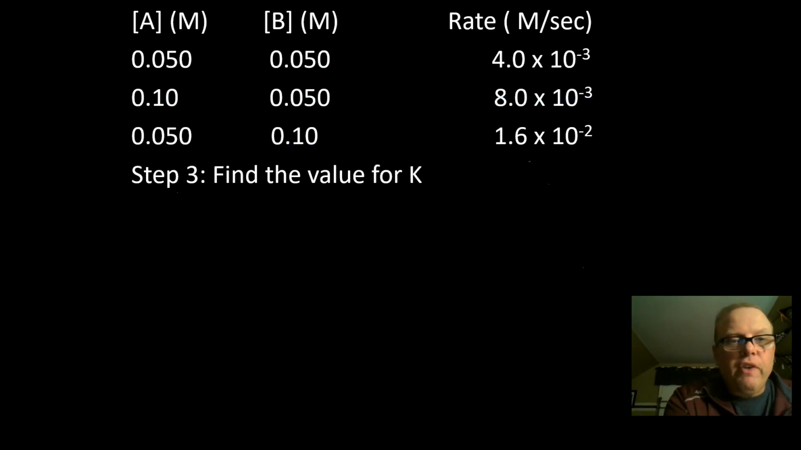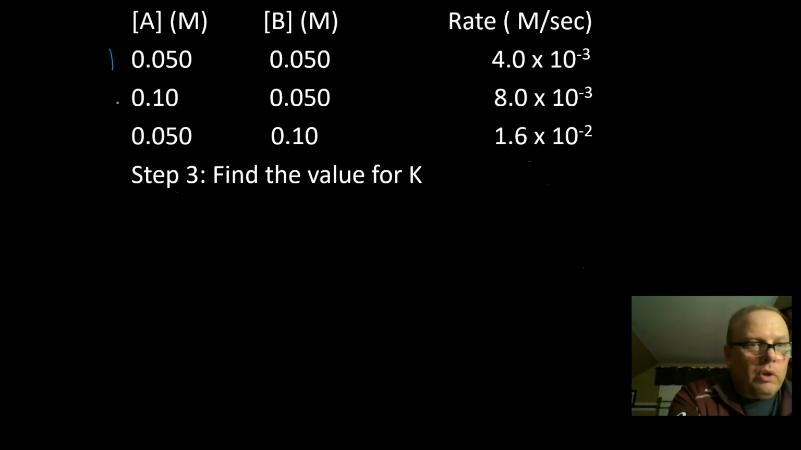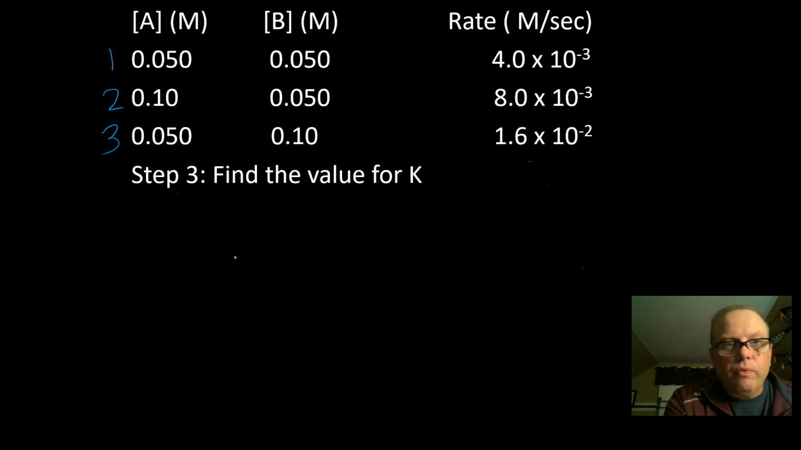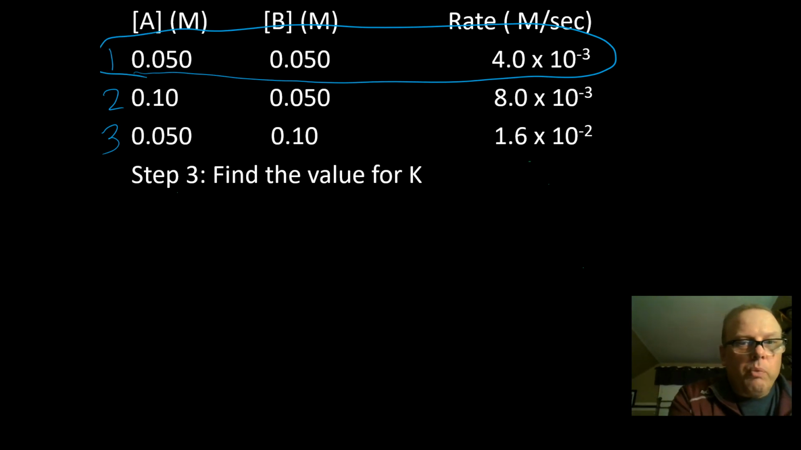Now we're going to find the value for K. We can choose any one of the three experiments that we want to. Any one will work. So let's look at it this way. We've got 1, 2, and 3. And for no reason at all, we will choose number 1. So we will use all of this data, and we're going to find the value of K, this thing that we've been crossing out that we don't know.